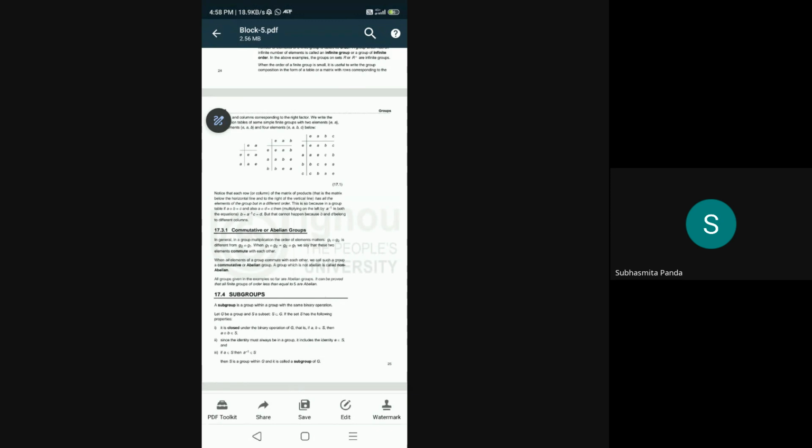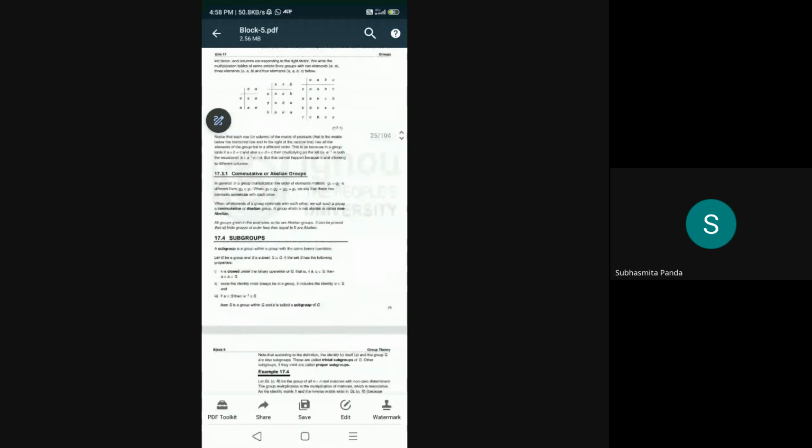All groups given in the examples so far are abelian groups, and it can be proved that all finite groups of order less than or equal to 5 are abelian, having order 1, 2, 3, 4, or null 0. A subgroup is a group within a group with the same binary operation.